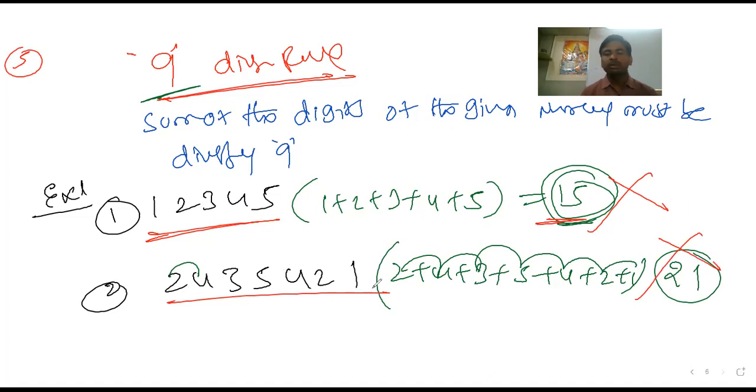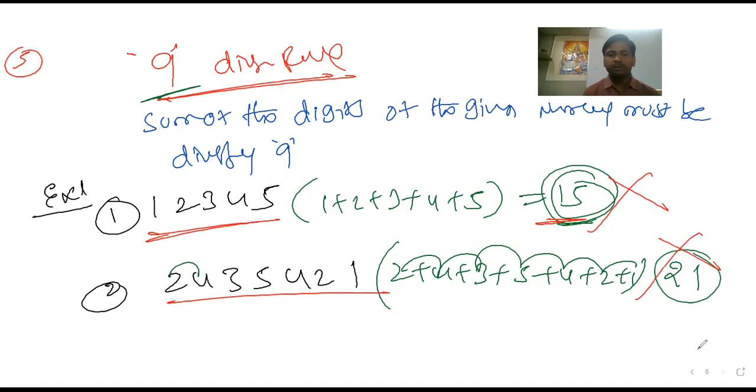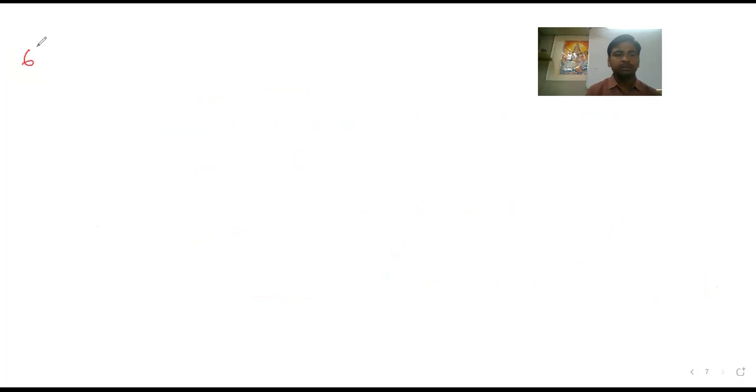As with the 3 table, the 9 table works similarly. So 3 table means the summation must be divisible by 3, and 9 table means its summation must be divisible by 9. I hope it's very clear. Thank you. Next, the sixth concept is the divisibility rule of 5. It's very simple.